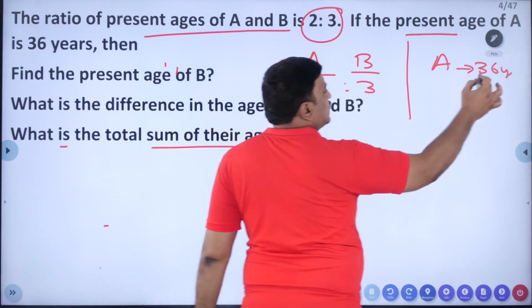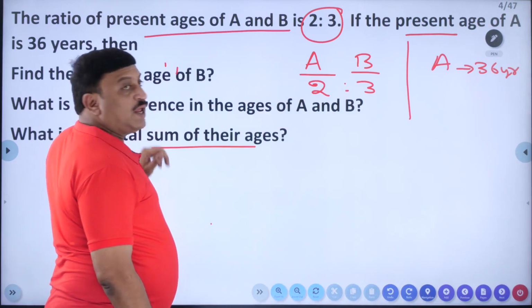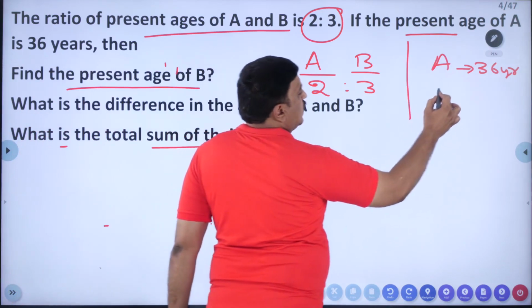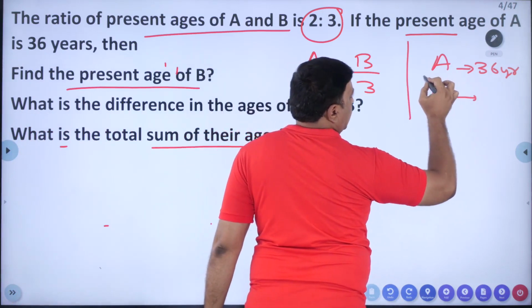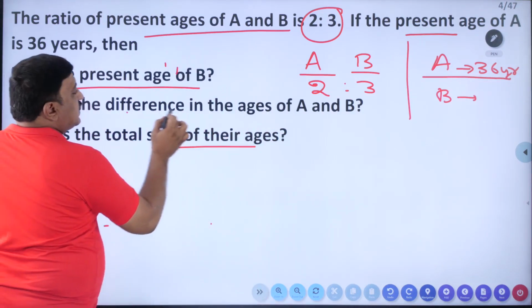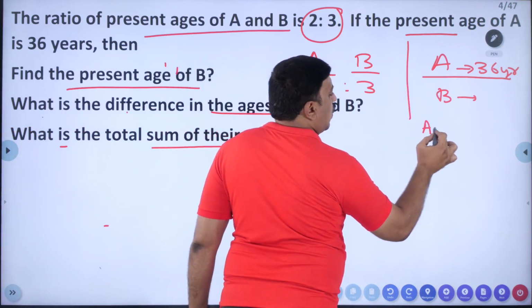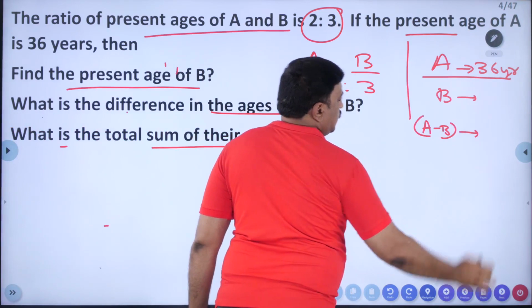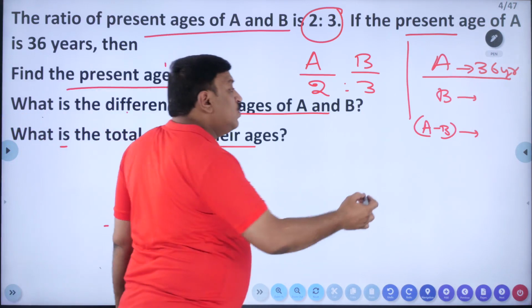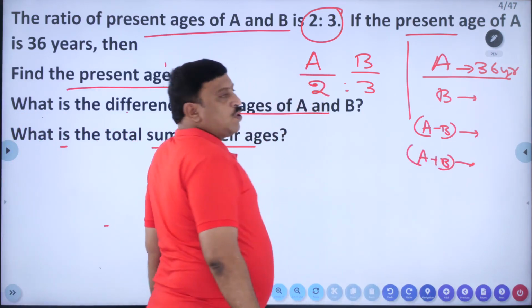Then if A is 36 years, what is the question part? The present age of B, we need that. So B is how much they are asking. First, B is how much. Next, what is the difference in the ages of A and B? Difference, A minus B or B minus A, whatever the case. That is difference. And the third one is, what is the total sum of their ages? Total sum is nothing but A plus B, that is A plus B how much.